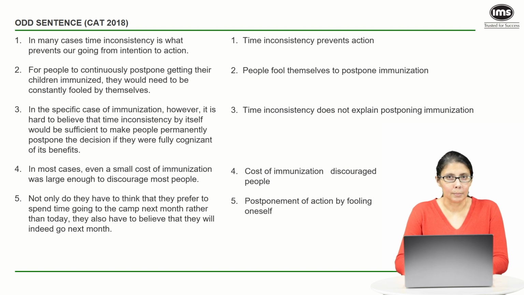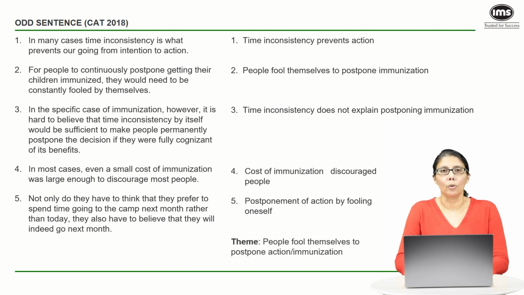If we look at all our labels, we would realize that there is a theme. We are consistently talking about not acting or postponement of action. And in some cases, we are talking about immunization. We are also looking at reasons behind postponement of action. People fool themselves to postpone action or postpone immunization. So that is a general theme that emerges.